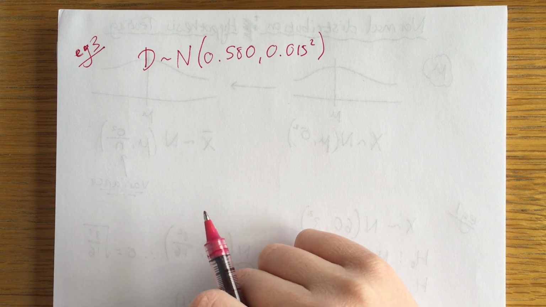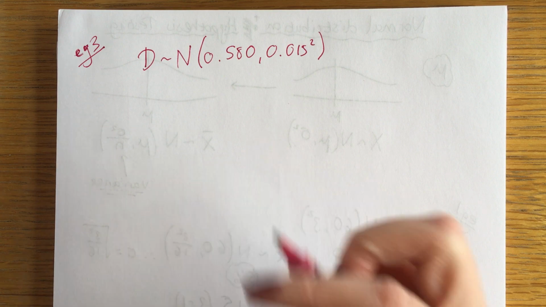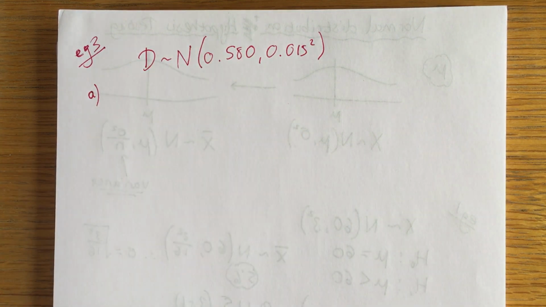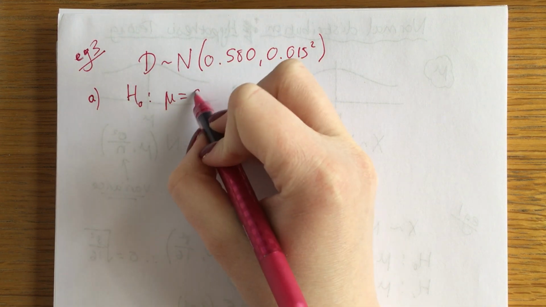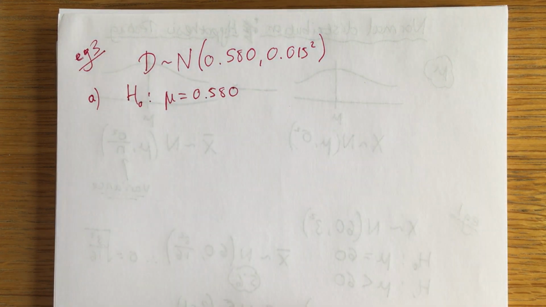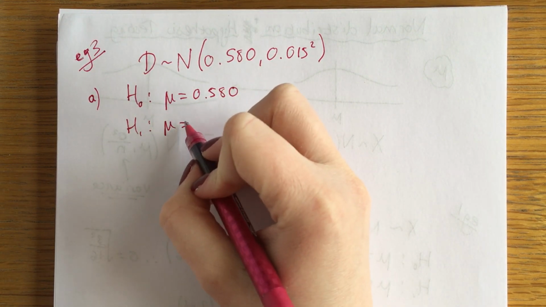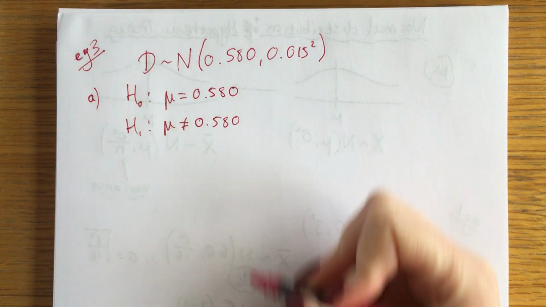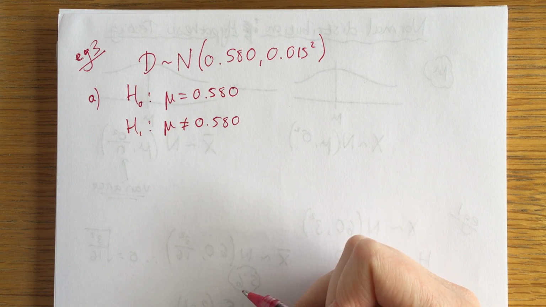So the fact that it has the word changed tells you it's two-tailed, okay? So that's what we're looking at, a two-tailed test. Find at the 1% level the critical region for the test, stating your hypotheses clearly. So my null hypothesis is that the mean is still 0.580, and my alternate hypothesis is that it isn't still 0.580. We're testing whether the machine's gone wrong and the mean bolt has changed.